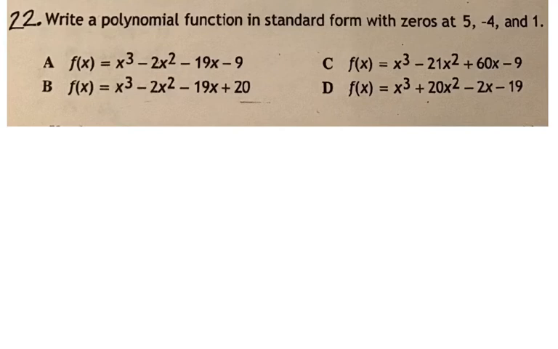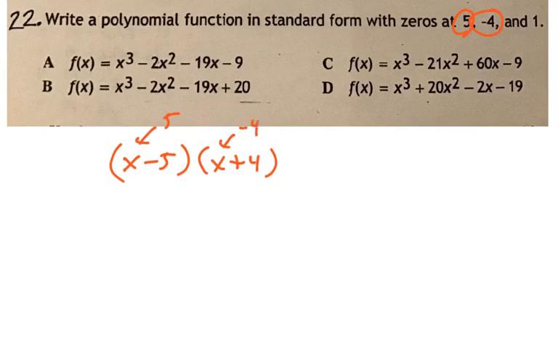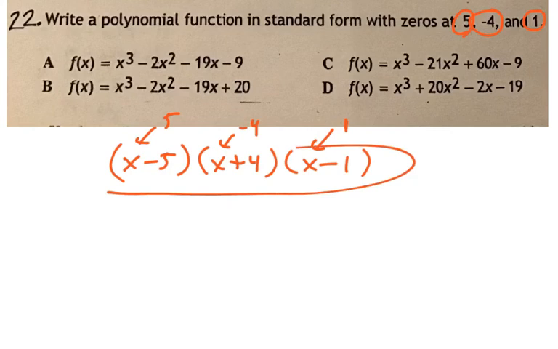Okay, let's do this last problem here. Notice they gave us the 0, 5. That means it's really an x minus 5 because 5 would make it 0. You see? Negative 4 is really an x plus 4. Why? Because negative 4 plus 4 makes it 0. And the 1 means x minus 1. Why? Because 1 minus 1 makes it 0. So here's basically my equation.